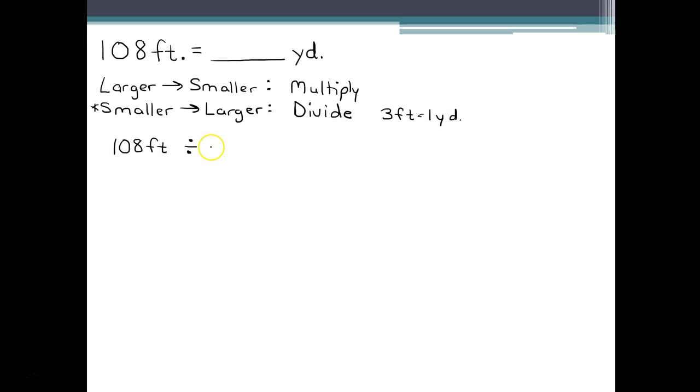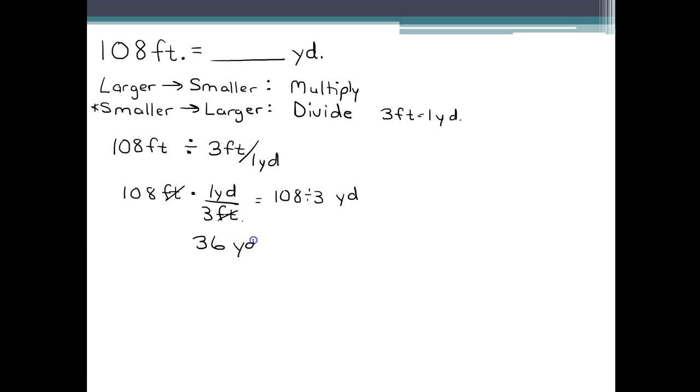So we're going to divide by 3 feet per 1 yard. So what that essentially ends up doing is 108 feet times 1 yard over 3 feet. Notice that the feet cancel, just leaving you with yards. So you've got 108 divided by 3, and that'll give you yards. 108 divided by 3 is 36. So you end up getting 36 yards.